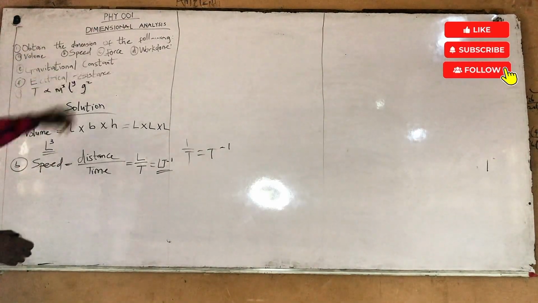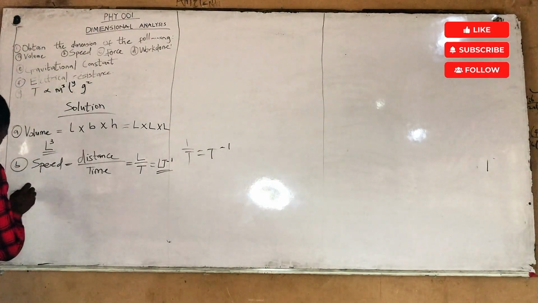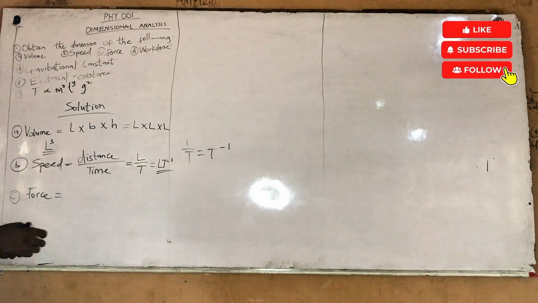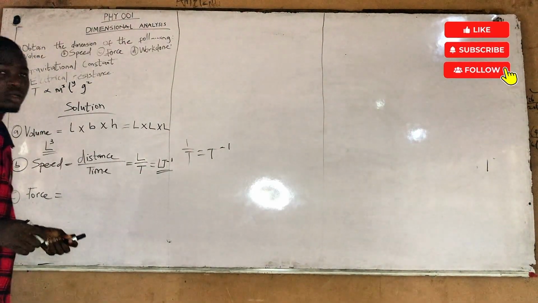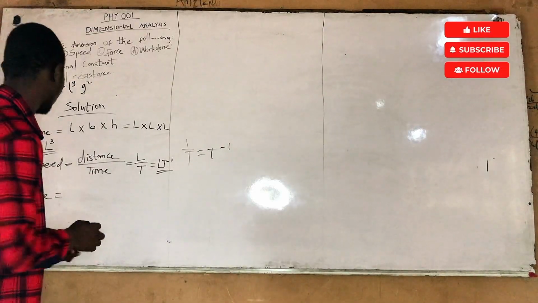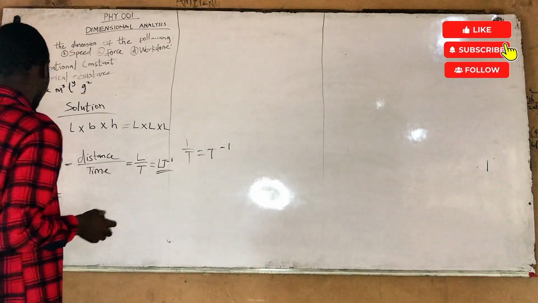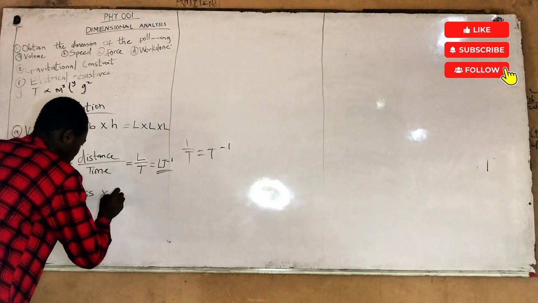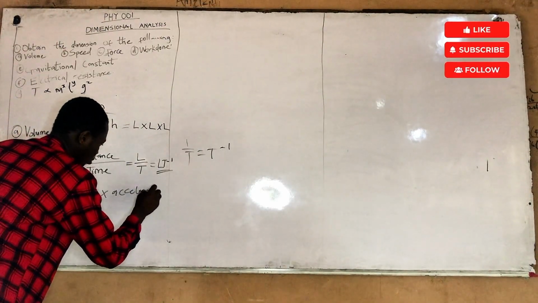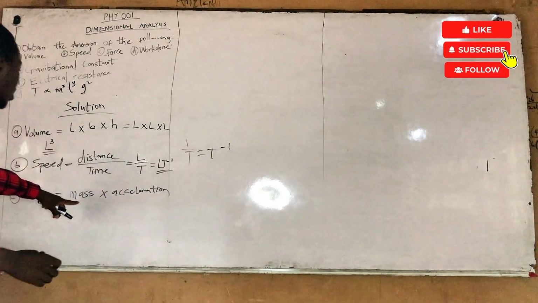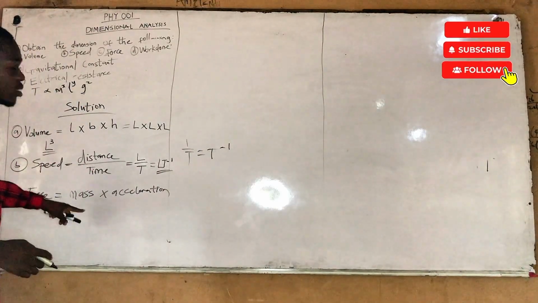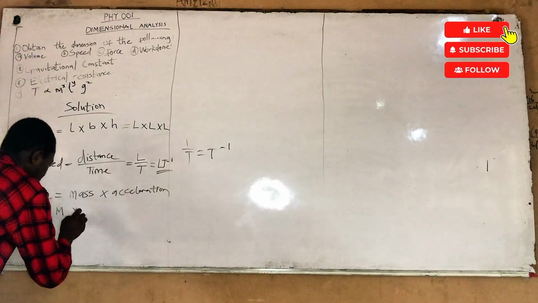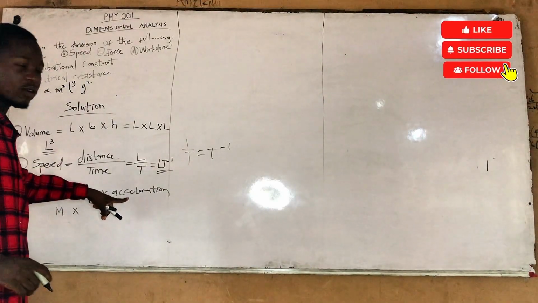So for force, see, what's the formula for force? Force is mass times acceleration. That's mass times acceleration. And we know that the dimension for mass is capital letter M, right? And the dimension for acceleration.